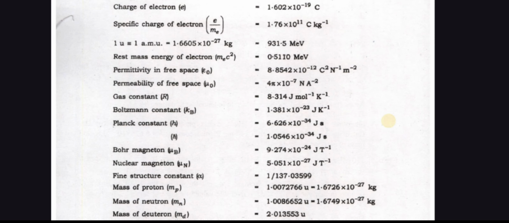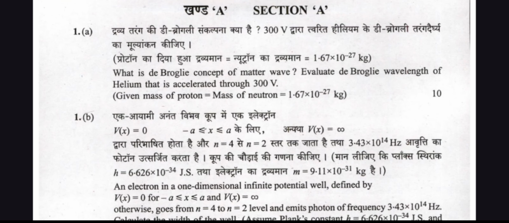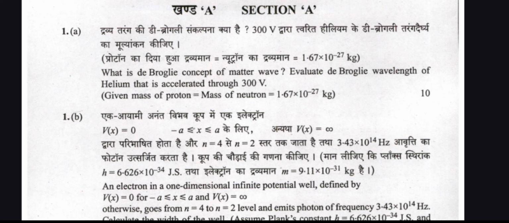These are the physical constants which may be needed. So Section A is here. What is the Bernoulli concept of the meter? Evaluate the de Broglie wavelength of helium that is accelerated through 300 volts. Given the mass of the protons, mass of the neutrons, 1.6 into 10 to the power minus 27 kg.